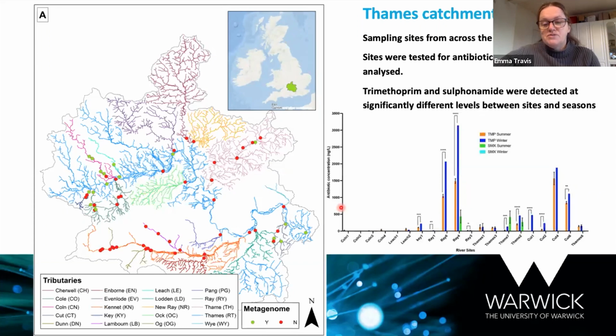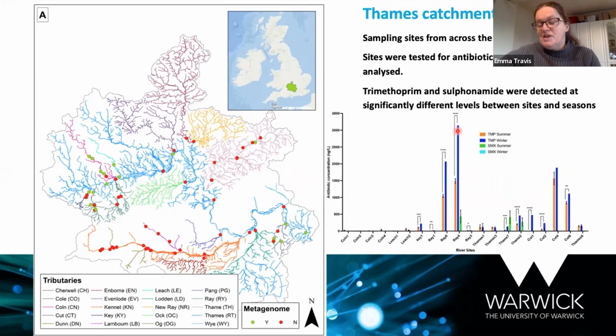Trimethoprim and a sulfonamide here showed significantly different levels, both between sites and between the seasons of sampling as well, with trimethoprim being particularly high in a number of sites such as Ray 4 and Ray 6, and almost always being higher in the winter as well.